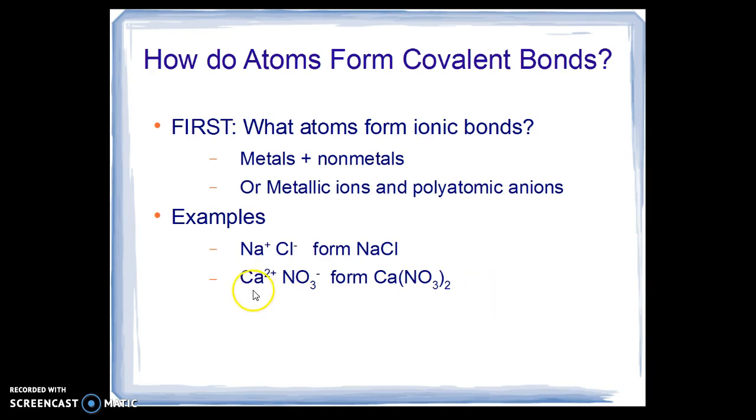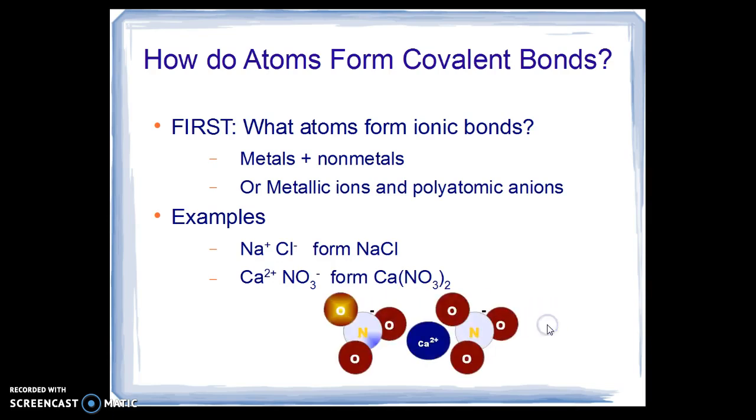Calcium nitrate is forming also in the same way. The calcium ion, Ca2+, attracts two nitrate ions, NO3-. Because that has a -1 charge, you need two of them to neutralize the calcium 2+ charge.